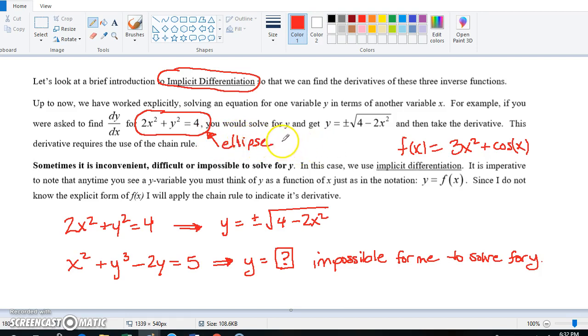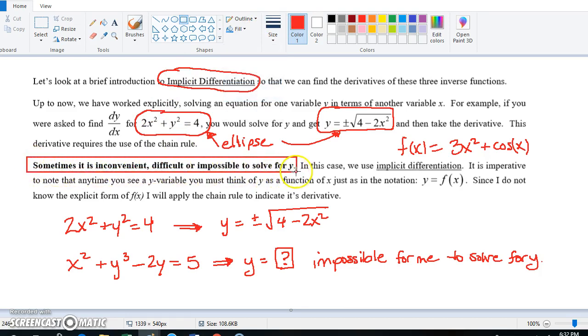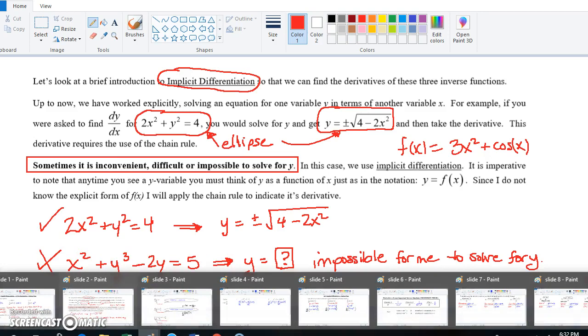And we can actually solve this equation for y, so we could differentiate y in terms of x. But sometimes it is difficult, inconvenient, or completely impossible for me to solve an equation for y. Example number 1, we could solve. If I look at example number 2, I'm going to be hard pressed to figure out what y is equal to. Maybe a higher power can, but I can't. So we're going to do something called implicit differentiation.